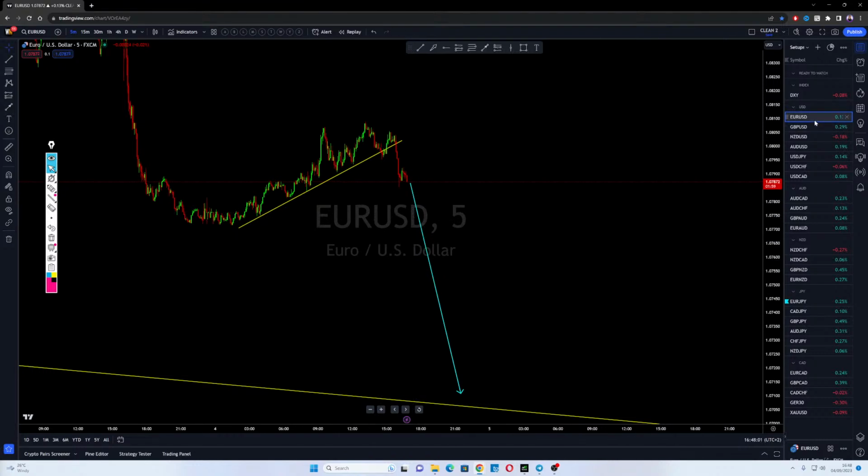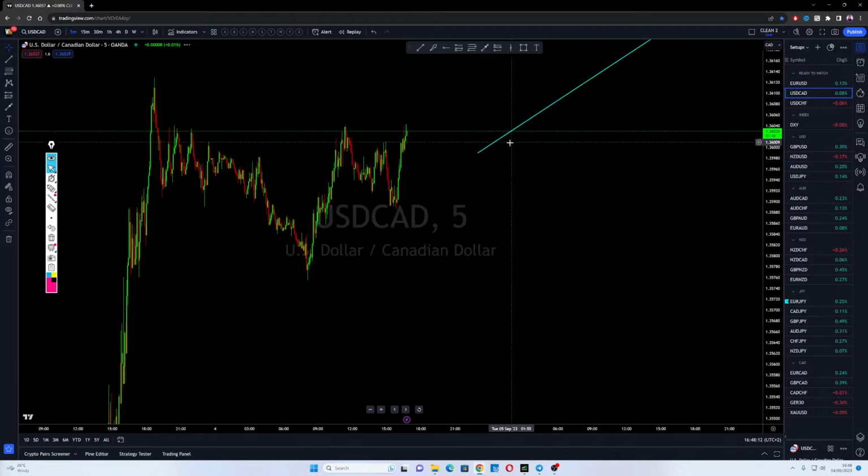So I decided, let me just put them up. This is what I took for the sell. And I took the USDCAD as well for buy, and USDCHF for buy. These are the trades that I took, and we'll see how they will play out.